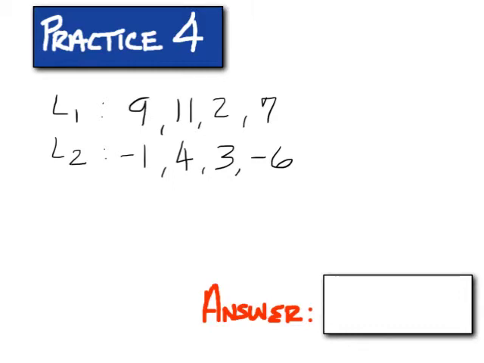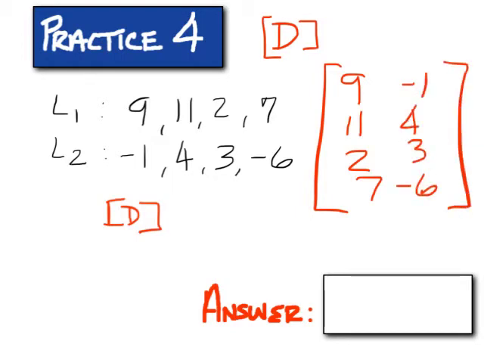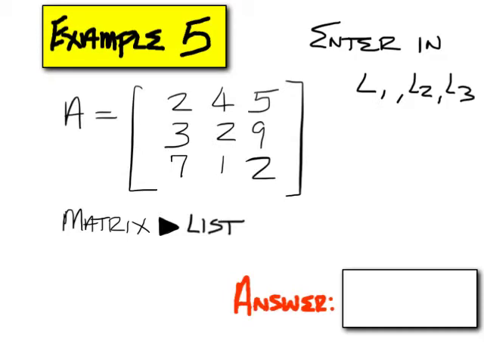Practice number 4, same thing as before. You're going to put this into matrix D. Matrix D as in dog. You should have matrix D named above this matrix, and it comes out to be 9, 11, 2, 7, negative 1, 4, 3, negative 6.